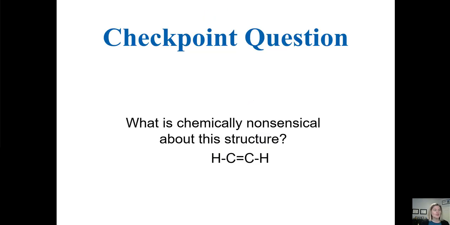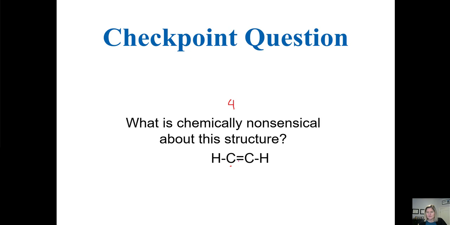So here's a question. What is chemically nonsensical about this structure? What do we see here? Well, how many electrons does carbon have? Remember? It has 6, right? So if it has 6, how many would it have in its valence shell? Well, it fills the first shell with the first 2, so that must mean that there are 4 in its valence shell. How many covalent bonds does this atom share here?